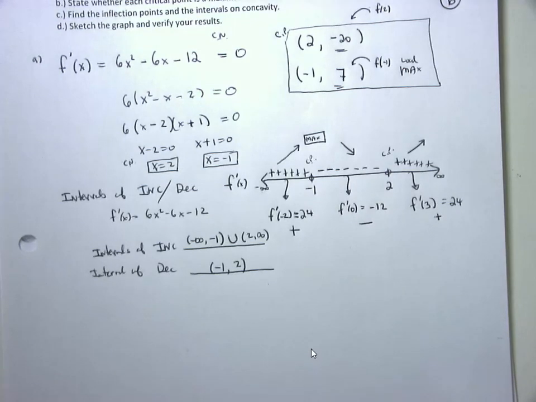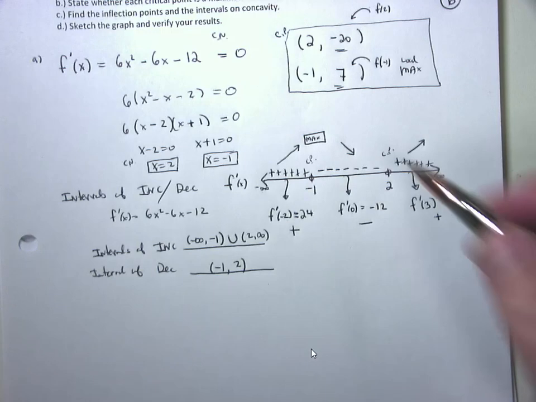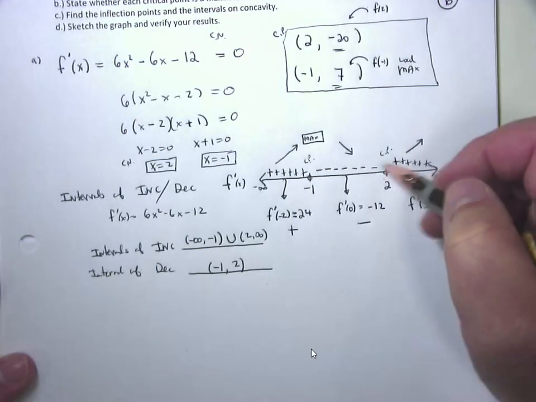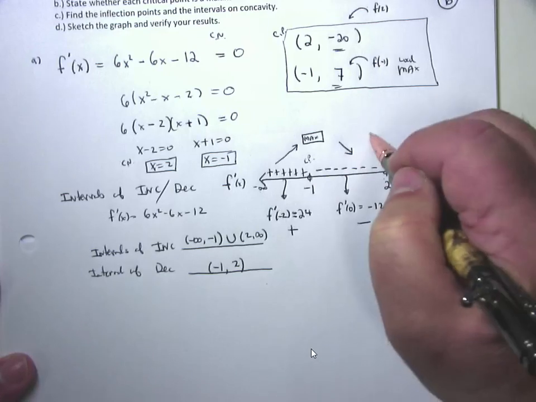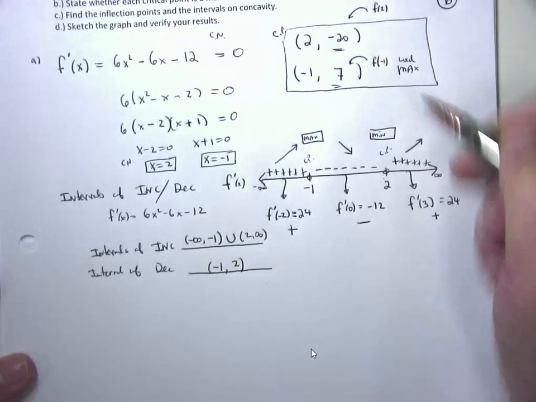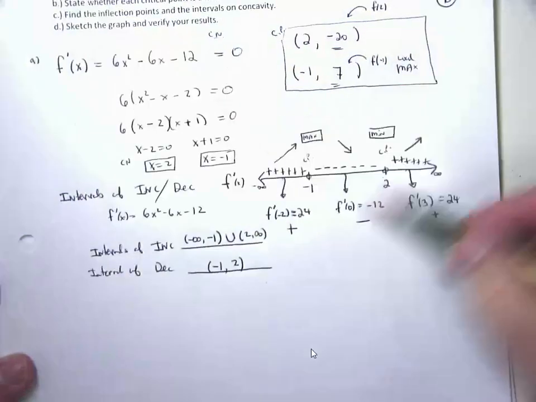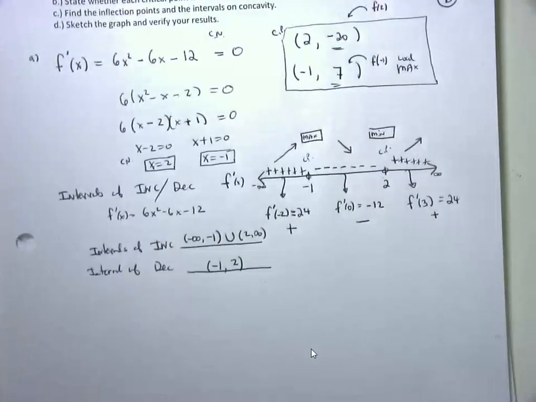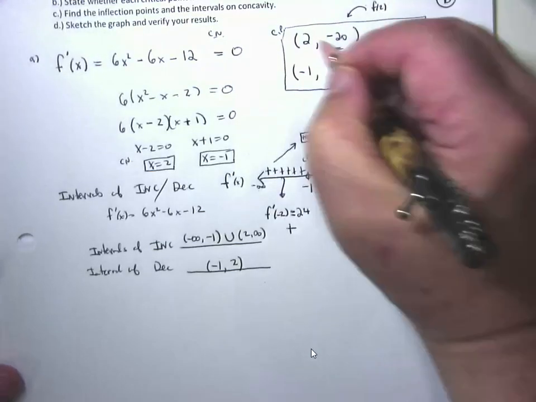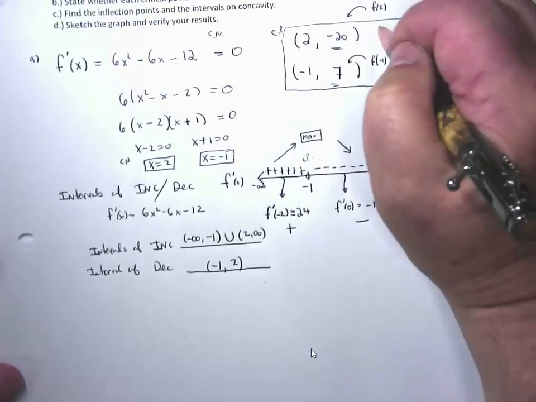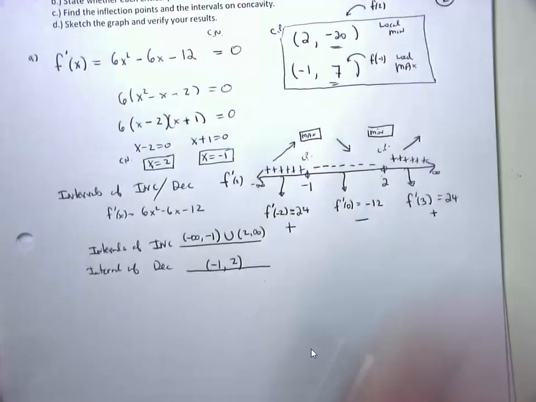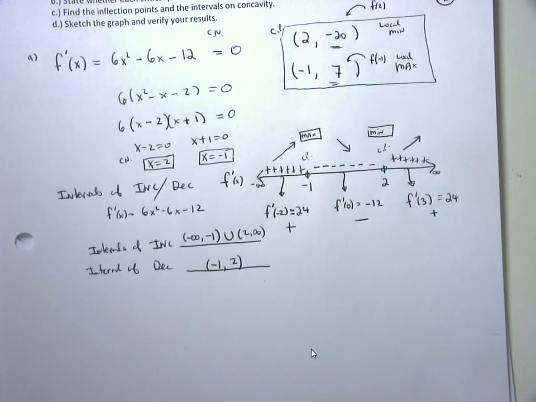Look at your other critical point. You go down, hit your critical point, and go back up again. If you go down, hit it, and go back up again, what kind of critical point do you have? Minimum. And because this was a cubic graph, it keeps on going up and down, these would again be called locals. So the point 2, negative 20, this is a local minimum. And that's what part B was.